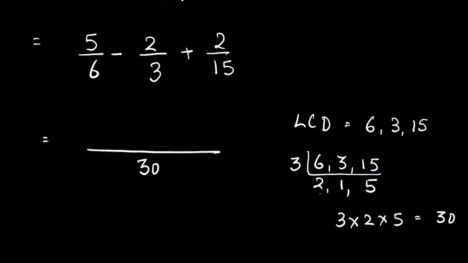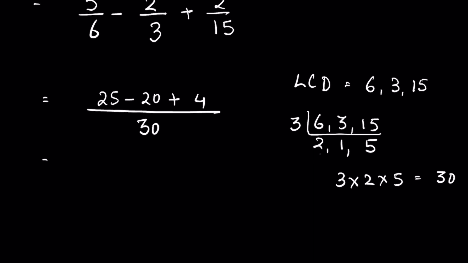So LCD is 30. Write 30 here. 30 divided by 6 is 5. 5 times 5 is 25. Minus 30 divided by 3 is 10, 10 times 2 is 20. Plus 30 divided by 15 is 2 and 2 times 2 is 4. 25 minus 20 is 5. 5 plus 4 is 9 upon 30. We divide both the numerator and denominator by 3. So this is 3 upon 10.